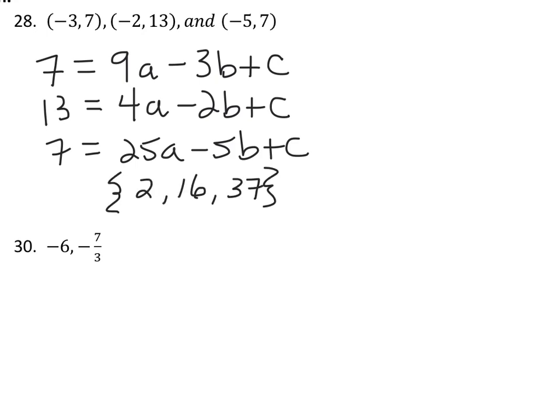So when I put this in my calculator, I get my x, y, z as 2, 16, 37, and now I'm ready to write my equation. Y equals 2x squared plus 16x plus 37. And that's it.